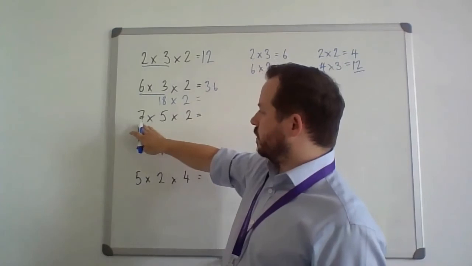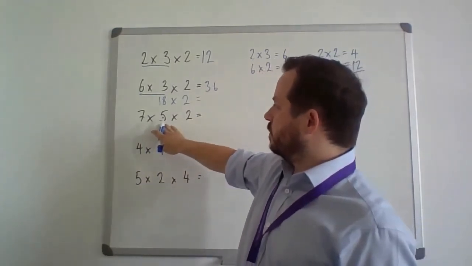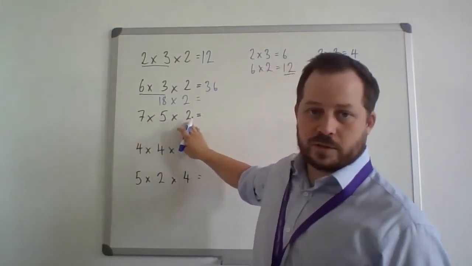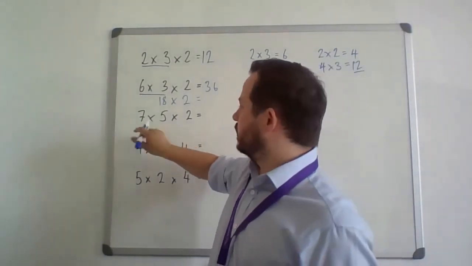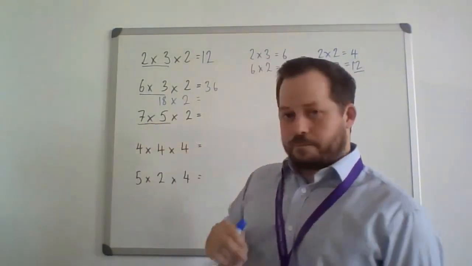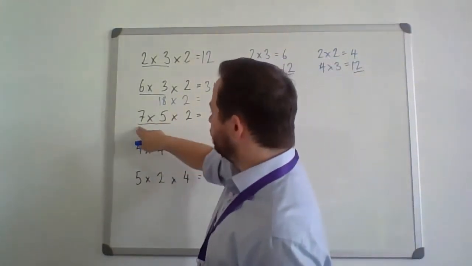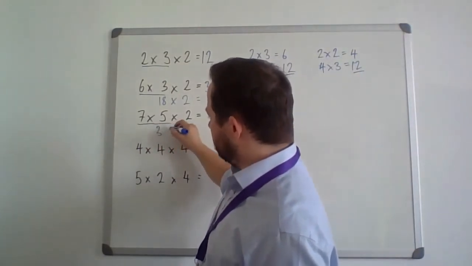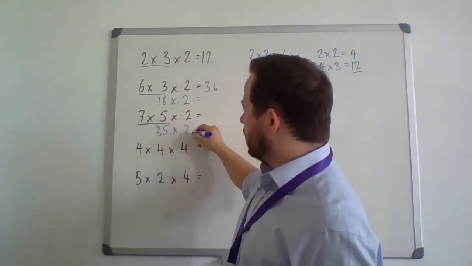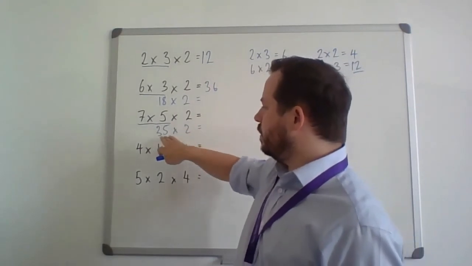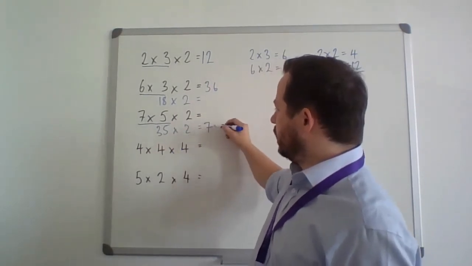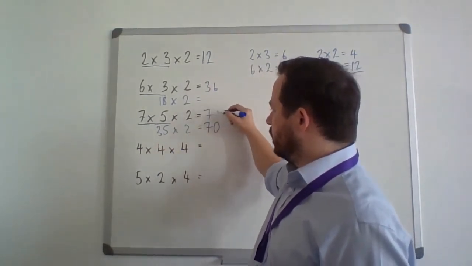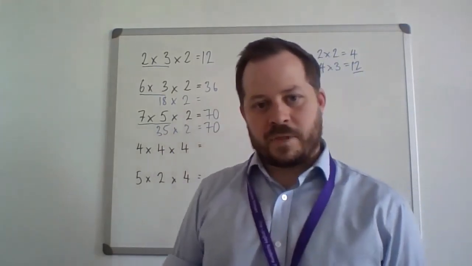The next one, we've got 7 times 5 times 2. Again, the two harder ones are 7 times 5. So I times those two together. 7 times 5 is 35, and I times that by 2. 35 times 2 is 70, so our answer is 70.